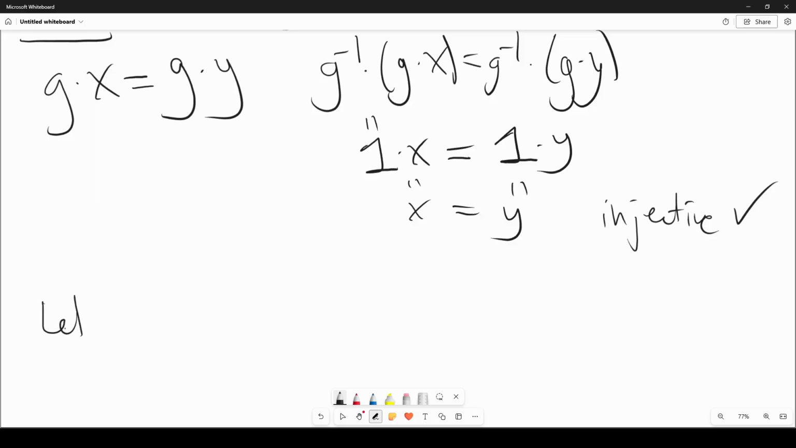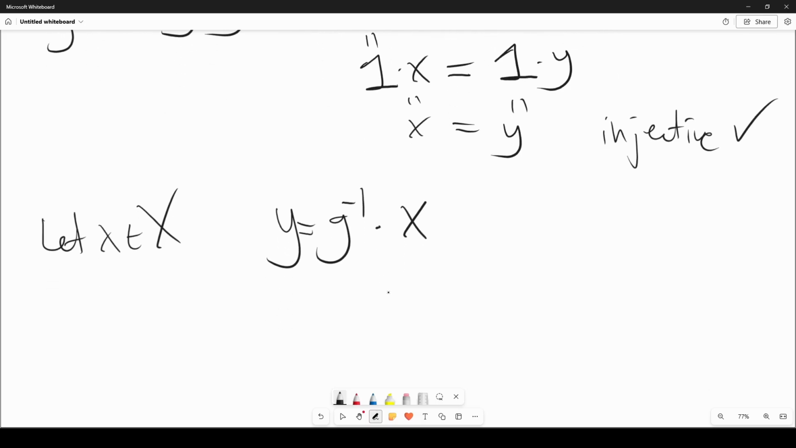So let x be some element in X, and we want to prove that there's some other element y in X for which sigma g of y equals x. So we'll consider y equals g inverse dotted with x. This is some element in X because I'm just taking this element g inverse, which is what I need to prove surjectivity of sigma g, so that's where the g inverse is coming from, and I'm acting on x. I want to analyze what sigma g of y is.